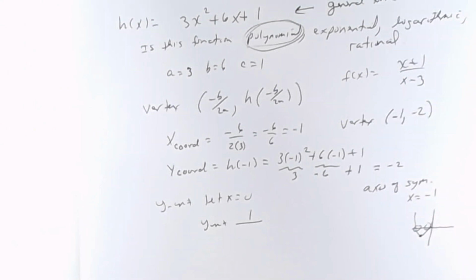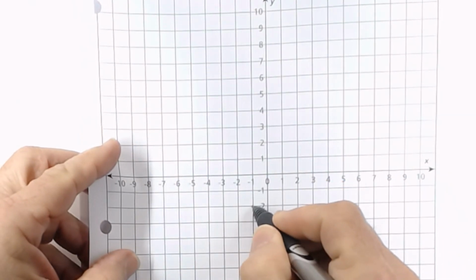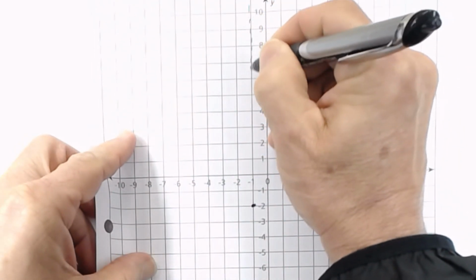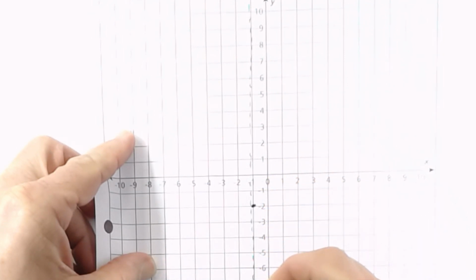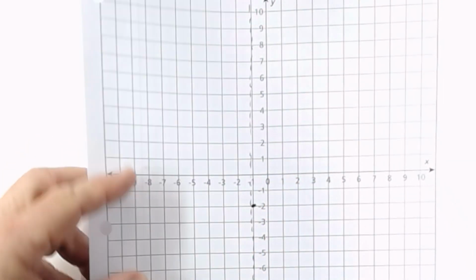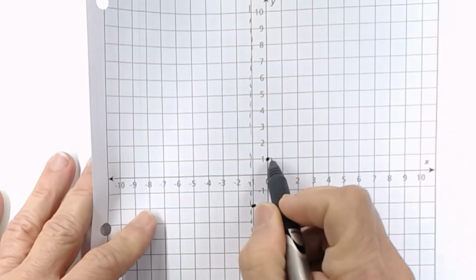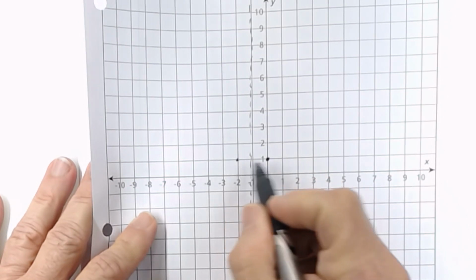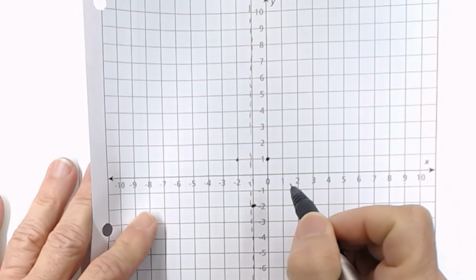All right, so far I have this. I have the vertex (-1, -2). I have the axis of symmetry. I have the y-intercept, +1, right here. So if I know this one, then I know another point right here, correct? The idea of symmetry: 1 unit to the right, 1 unit to the left.